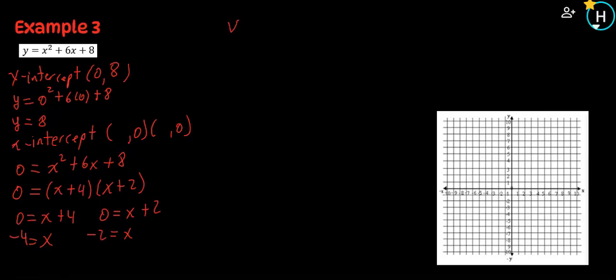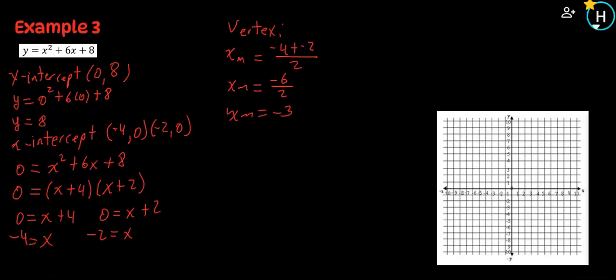Now, we need to find the vertex of the parabola. The first step is to find the middle point between the two x-intercepts, negative 4, 0 and negative 2, 0. In this case, negative 4 plus negative 2 over 2, so this point is negative 6 over 2. In this case it is negative 3.